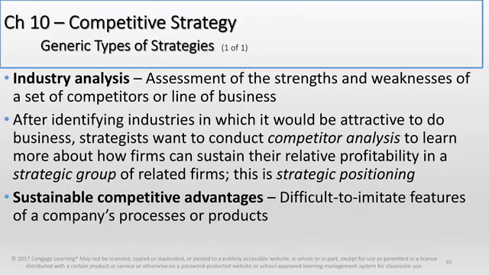Strategic thinking, key focus areas. Industry analysis. Initial step: identify attractive industries for entry. Use tools like Porter's 5 Focus. Next, competitor analysis. Understand relative profitability within strategic groups. Basis for evaluating competitive dynamics.